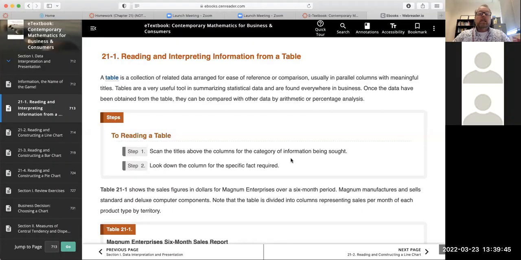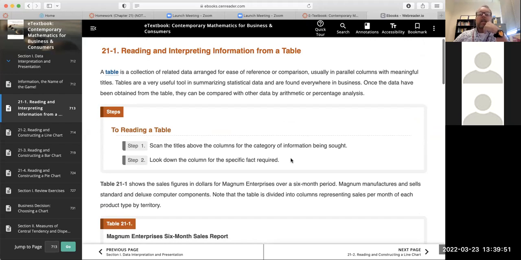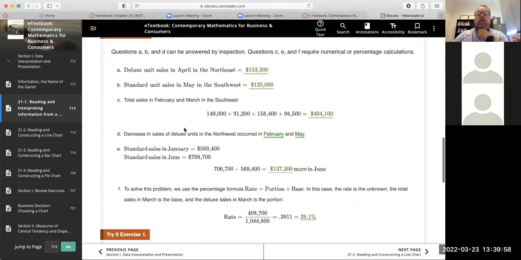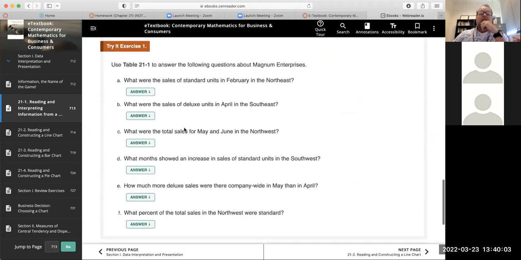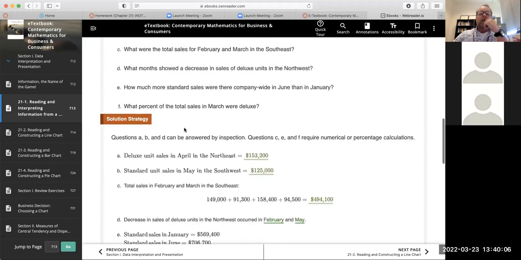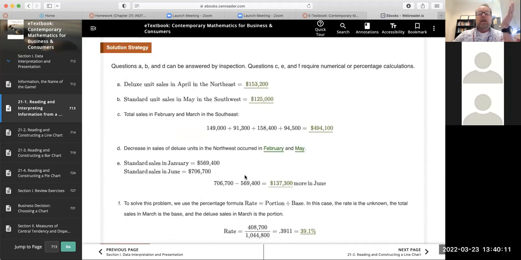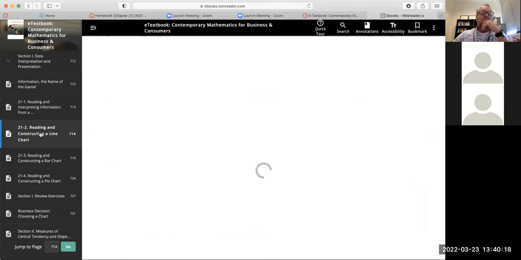All right, so let's go to, okay, here we go. In chapter 21, it's basically basic business statistics is what you're going to be doing. And it's pretty simple. I'm not going to get into some of the earlier stuff. I'm not going to do section 21.1. Section 21.1 is just asking you to answer questions about different months and things like that that you have to figure out. I'm not going to do reading, interpreting information from a chart, constructing a line chart.